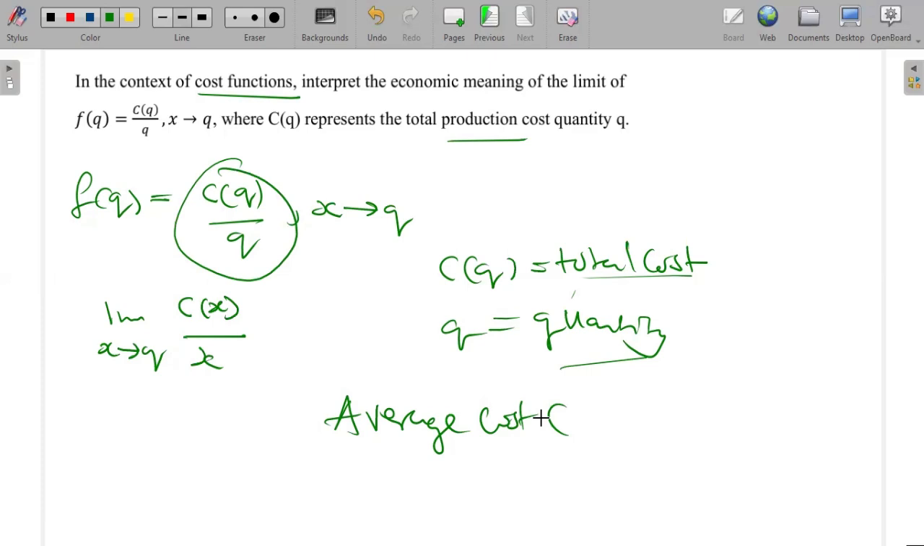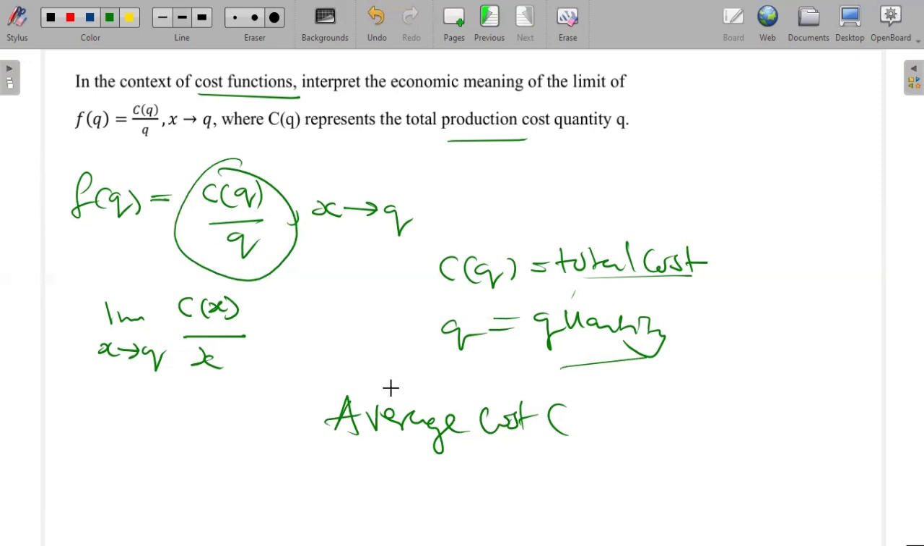So now, what the limit means, as x approaches q, is telling us the average cost when the output is very close to q. Because you don't have to be at q exactly, but close to q. So it's telling us the average cost when output is very close to q. Then it also shows cost efficiency at what production level, and that production level is based on the quantity q.